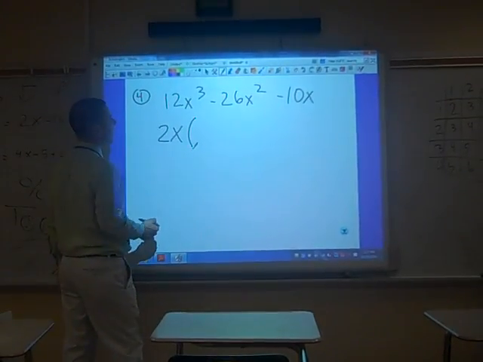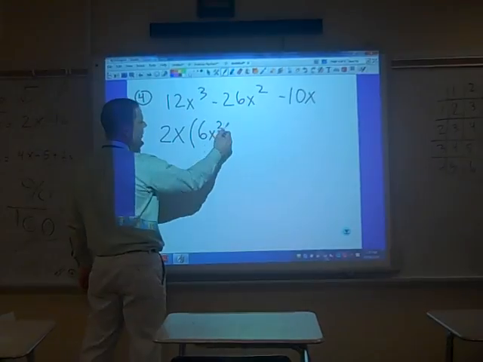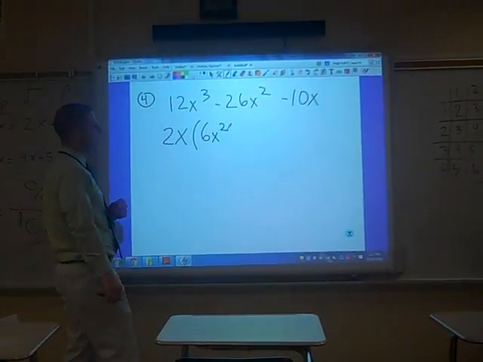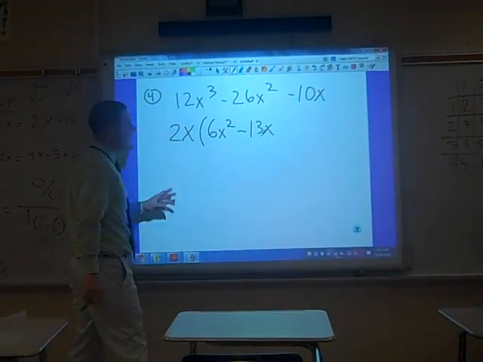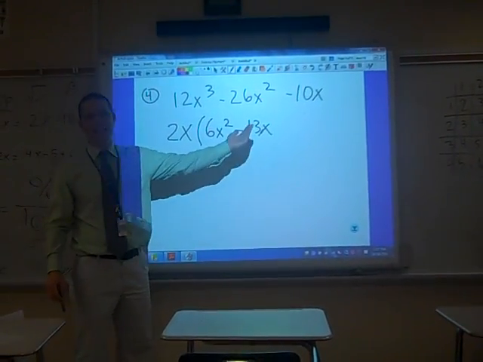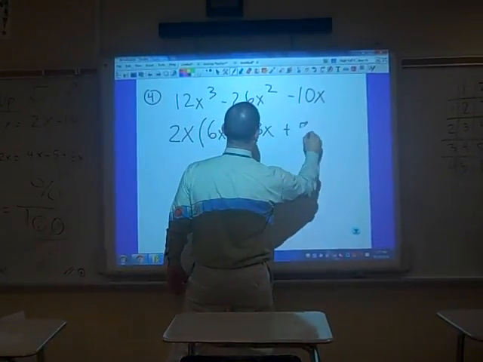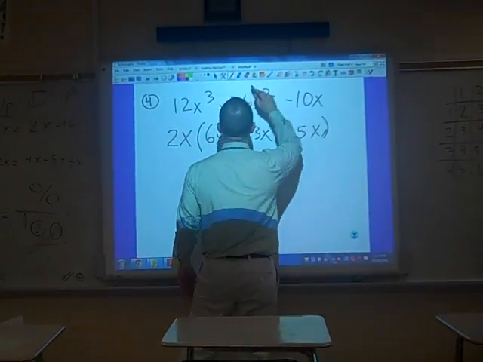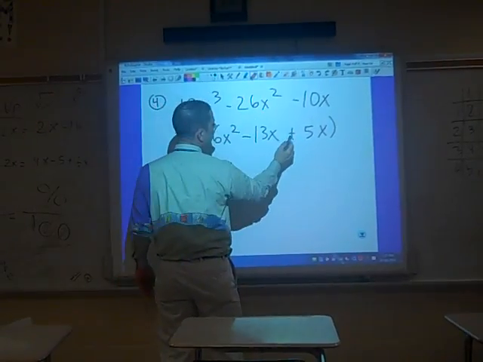2x times what gives us 12x cubed? That will be 6x squared. 2x times what gives us negative 26x squared? That would be negative 13x. And then 2x times what gives us negative 10x? That would be 5x. Let's make that negative 5x. Change that real quick.